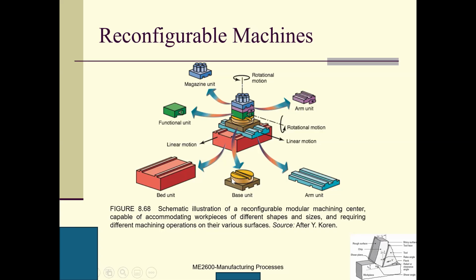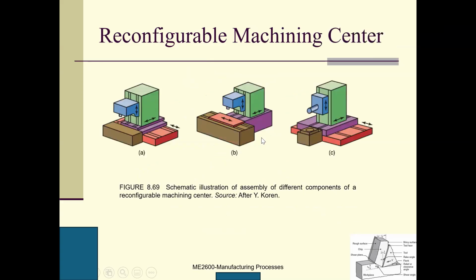Here is the bed unit, the base unit, the arm unit for linear motion and rotational motion, and magazine units with different tools. These are functional units, and you can put them together based on your needs. Here are the different components of a reconfigurable machining center, and based on each module, you put them together.